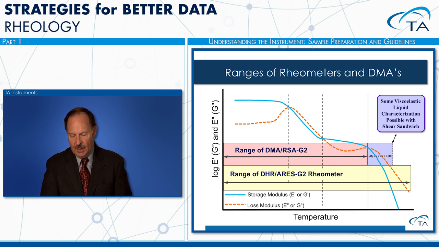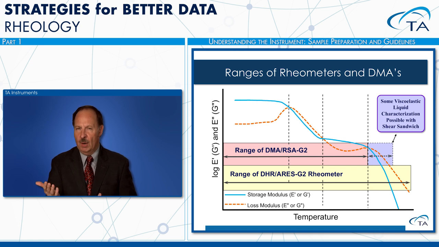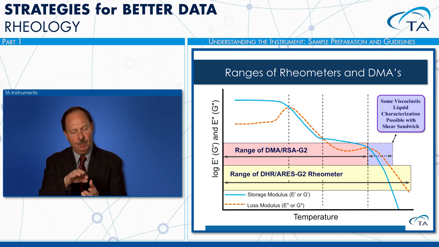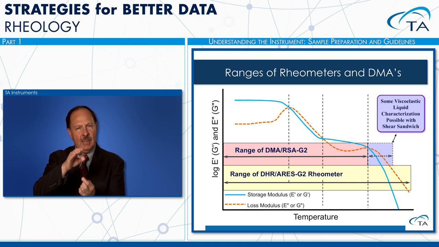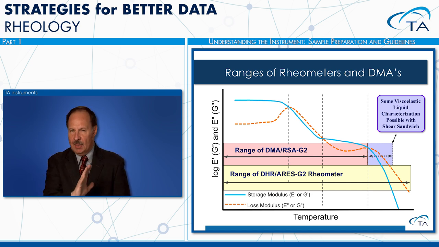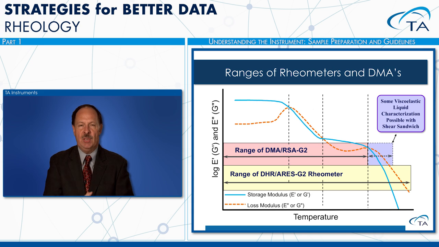But with a DMA, those are used primarily to test things in the solid state. And at times, it is actually more convenient. If somebody were to give you a film and they said, I really need to know the viscoelasticity of this film as a function of temperature, the first choice would be to use a DMA, and you'd probably run it in the tensile mode. But as you get beyond the melting point of this material, you would not be able to get a good characterization of this in the tensile mode. So you would need to go to a rheometer, and the best geometry for that would probably be the parallel plate, and you would do this dynamic shear testing on your sample.